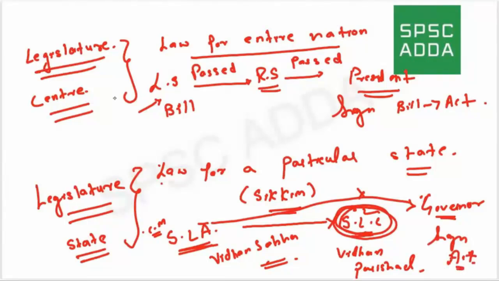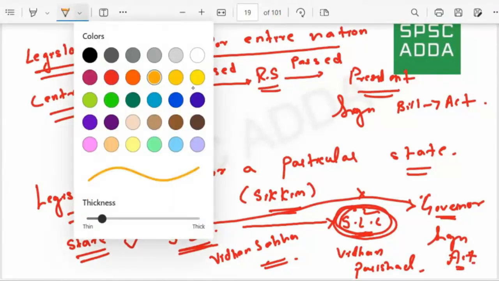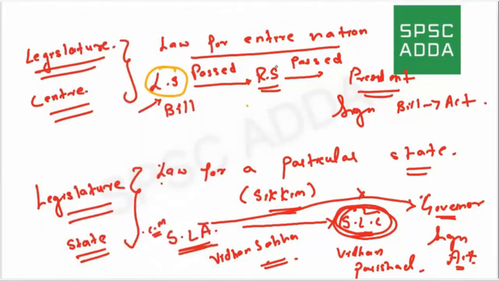For the center level, it is Lok Sabha, Rajya Sabha, and President. Then the bill will become an act. For the state level, it is the state legislative assembly. If a particular state has a state legislative council, you can present the bill there. If it does not, it will directly go to the governor and the bill will become an act. Now, are you clear with this?